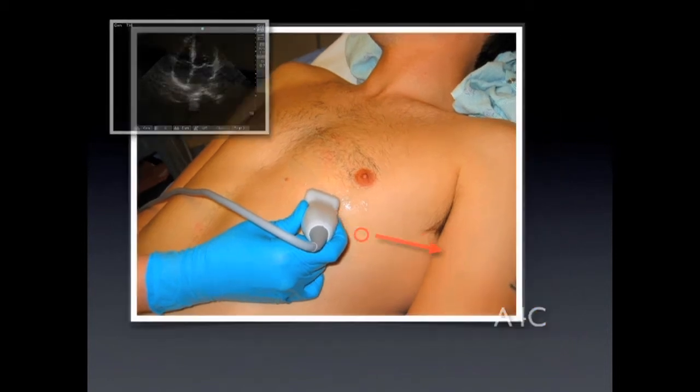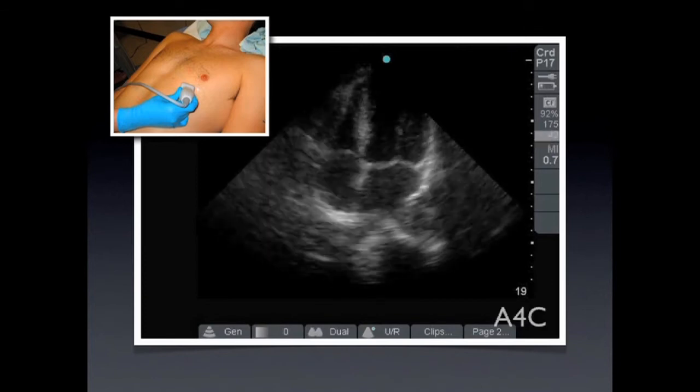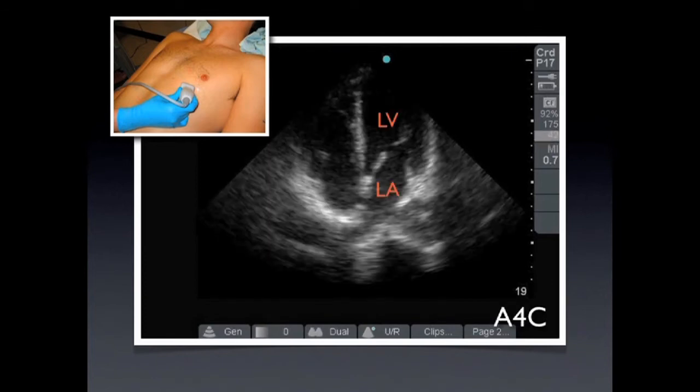Let's see the ultrasound picture. Left ventricle, left atrium, right ventricle, right atrium, and the corresponding valves.